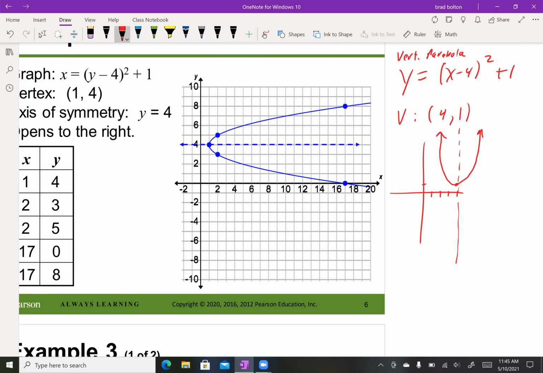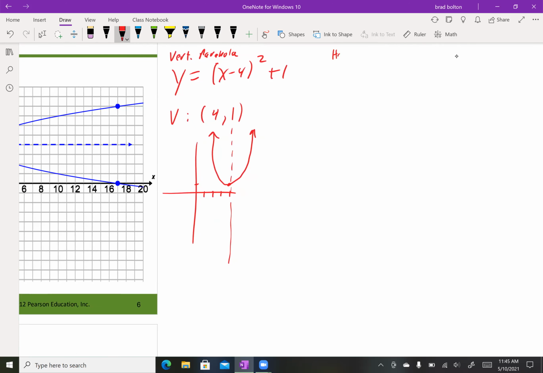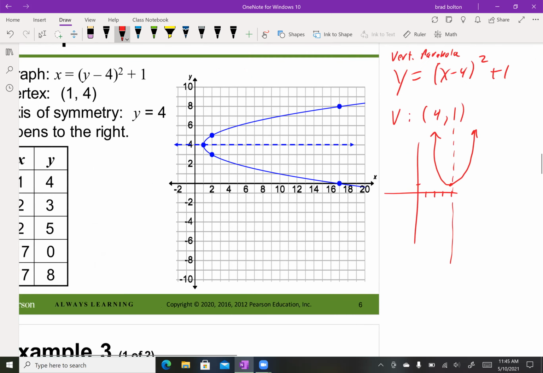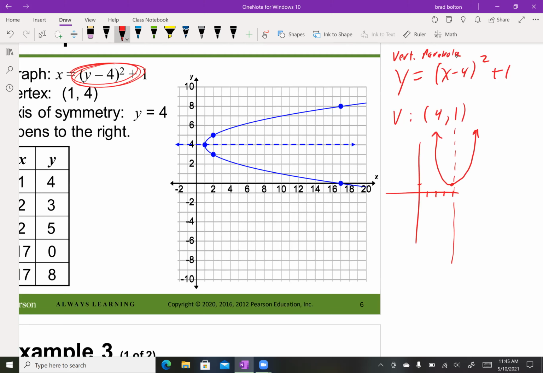Now, here's the thing. Because we have a horizontal parabola, and how do I know? The y is the value being squared. Because the y is the variable being squared, we know that we're working with a horizontal parabola in this case. Okay, so I have to clarify: if the x and the y are both being squared, then you could have a circle, a hyperbola, or an ellipse. So when only one of the variables is being squared, you're probably working with a horizontal parabola or a vertical parabola.